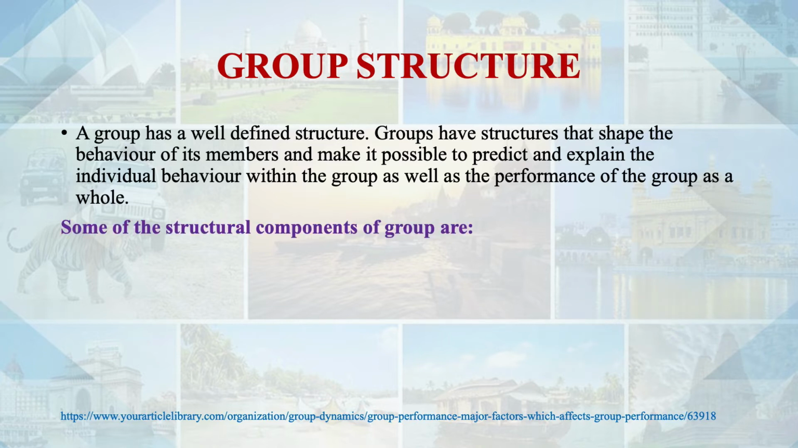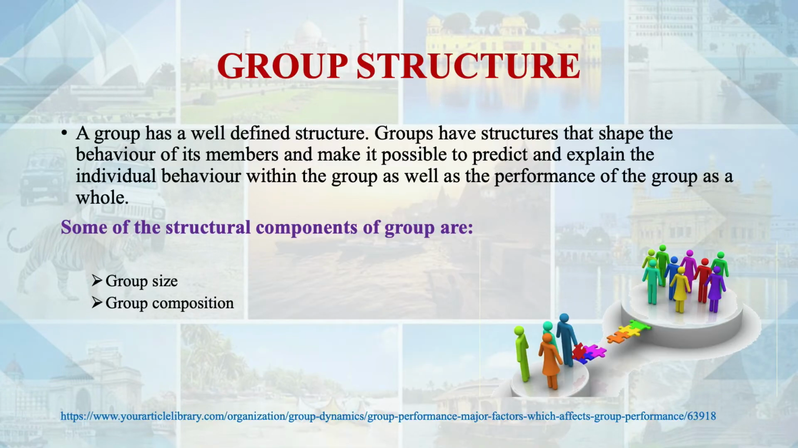Some of the structural components of a group are group size. What is group size? A minimum of 3 persons are required to form a group. In case of a small group, the maximum number should be around 15. In small groups, the groups should have as many members as can interact meaningfully amongst one another. The group size should be determined by taking into consideration factors such as nature of tasks to be performed, the maturity of the group, etc.